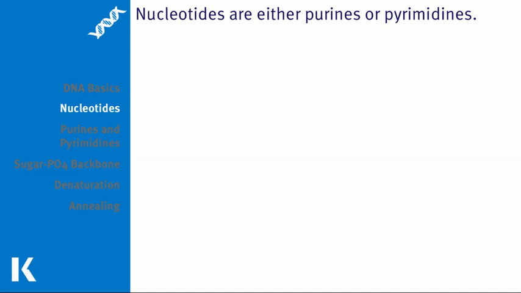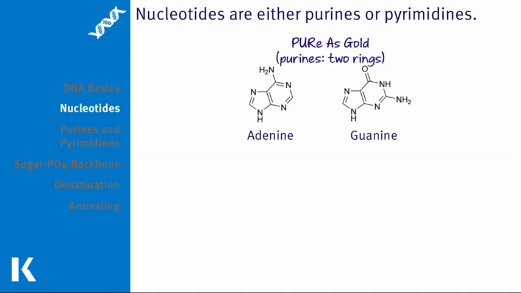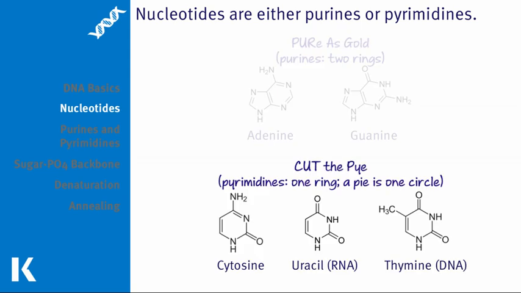Ribose or deoxyribose is one way to identify nucleotides, but another way to identify them is by determining if they are purines or pyrimidines. Adenine and guanine are the only 2 purines, as determined by the presence of 2 rings in their structure. On the MCAT, the mnemonic pure as gold can help you remember which bases are purines. Pyrimidines only have 1 ring. The mnemonic to help you remember that is that pi is only 1 circle. Cytosine, uracil, and thymine are all pyrimidines. The mnemonic to remember this is cut the pi. However, on test day, it's up to you to remember that RNA has uracil instead of thymine.